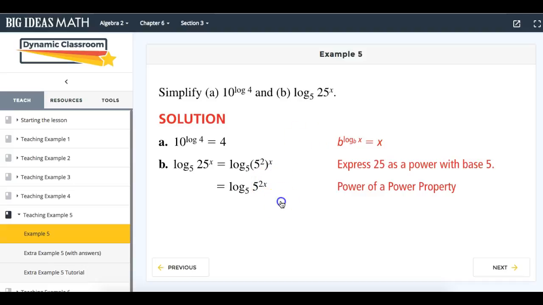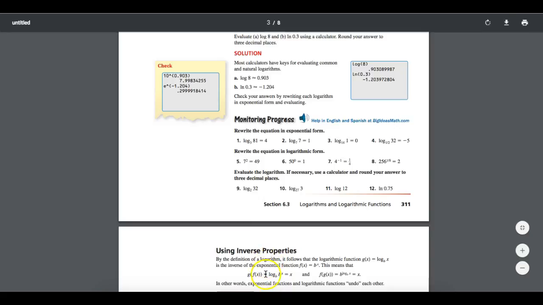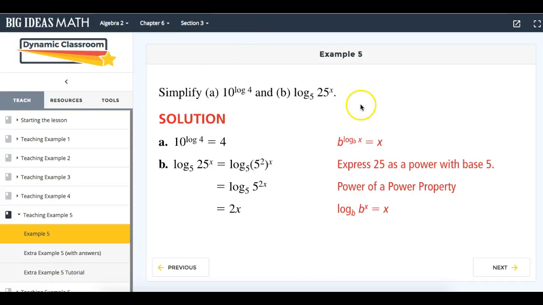Now we can use our rule. Our property is log base b of b to the x power, and we know that this just equals x. If we take that rule and apply it here, we can turn this into just 2x as our result. Again, we're using these two rules and applying them to some situations, evaluating or simplifying some expressions using those two rules.